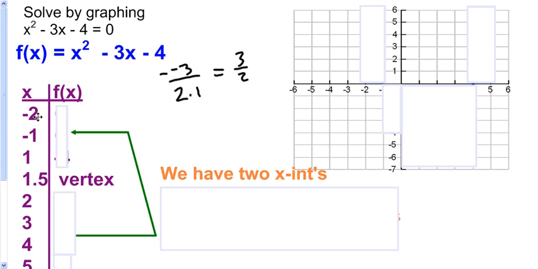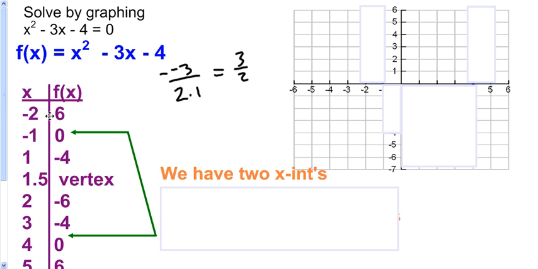Choose 3 numbers on one side of 1.5. Choose the next 3 numbers on the other side of 1.5. Take your negative 2, plug it into your equation. Take your negative 1, plug it into your equation. Take your 1, plug it into your equation, and so on. And do that for the whole rest of the t-chart. Then go ahead and plot your points.